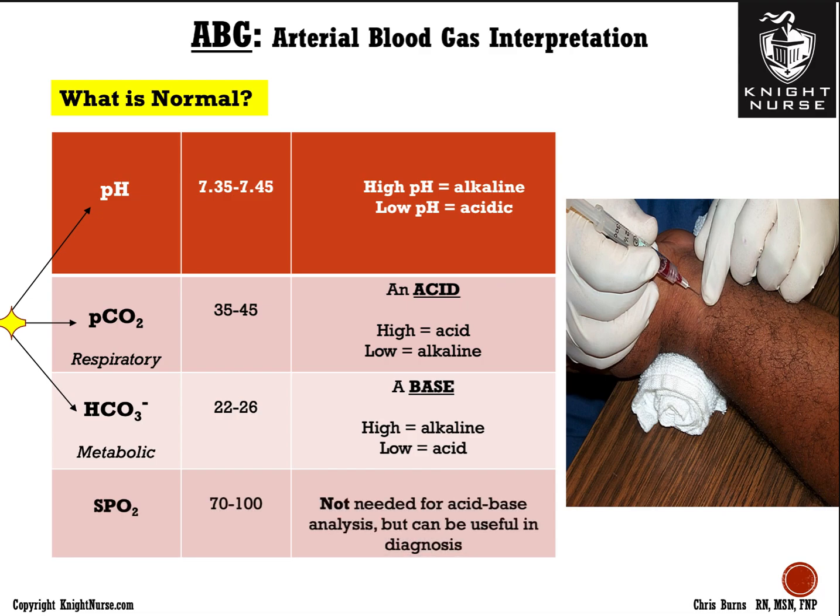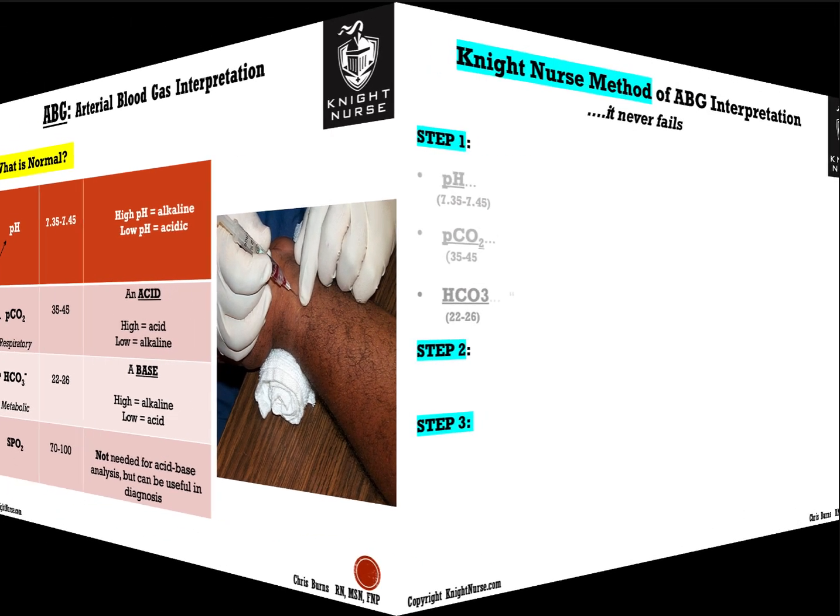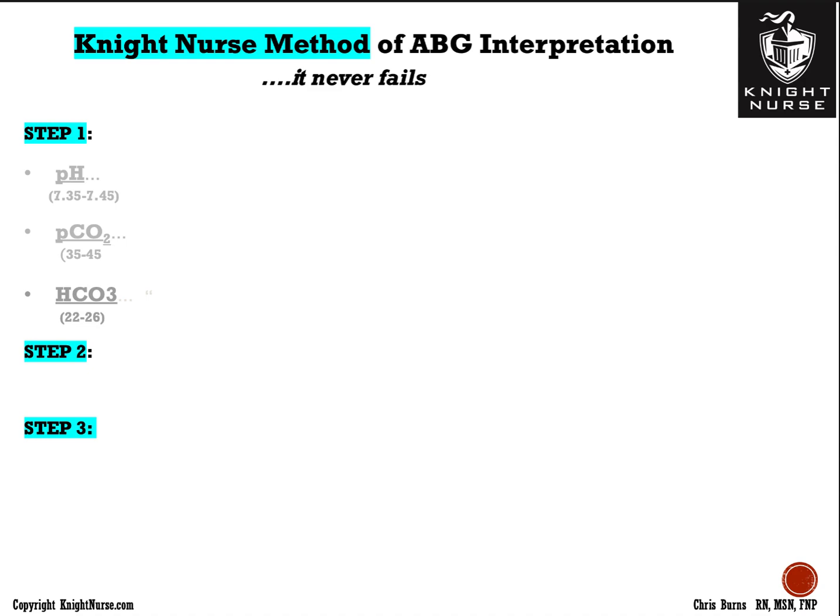SpO2 is not needed for a blood gas. You can use it for diagnostics and things like that, but you only need a pH, CO2, and bicarbonate, and you want to know those values automatically, and you will be fine. So let's use the night nurse method of ABG interpretation. It'll never fail you, okay?